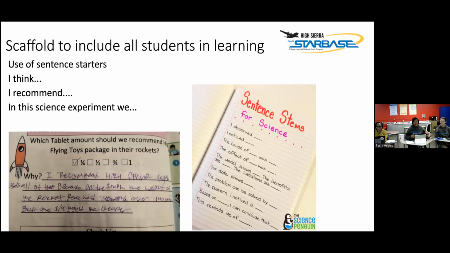Again, for some sentence starters, I observed, and so that would help students say that you wanted them to talk about something they observed in your science experiment. Or the cause of this was blank, and so that happened because of blank, right? So we are setting these students up for success so that they can understand what you want them to write about when you have them write about their science learning. You can come up with these sentence stems ahead of time so that you know what you're looking for, what you want your students to say when you want them to write about their learning.